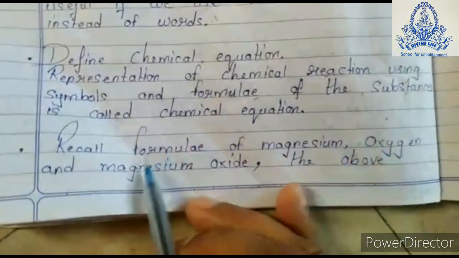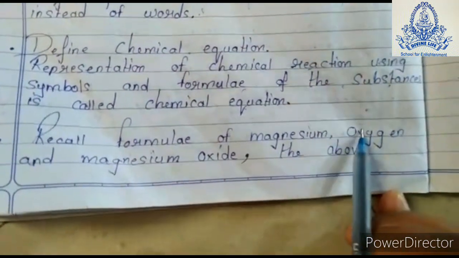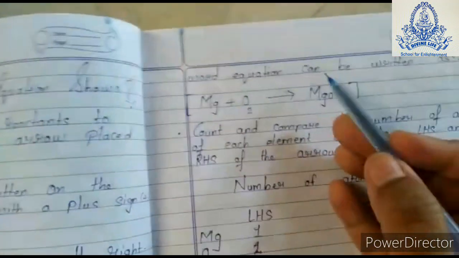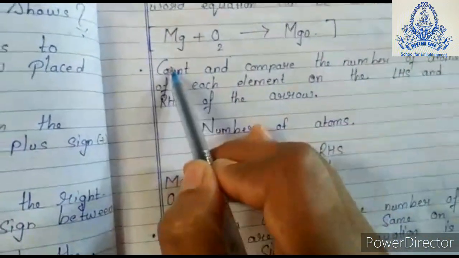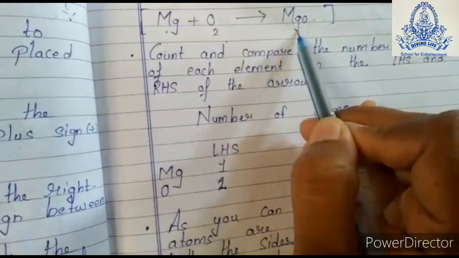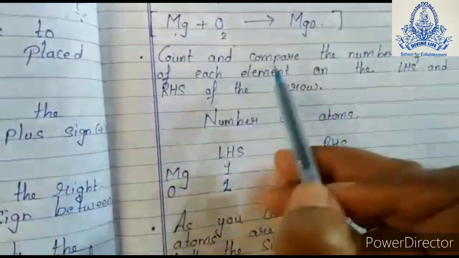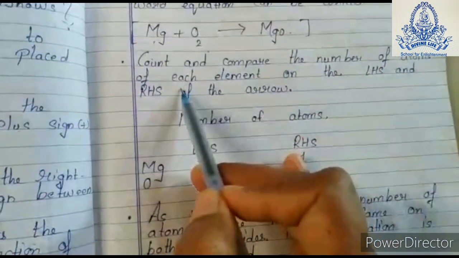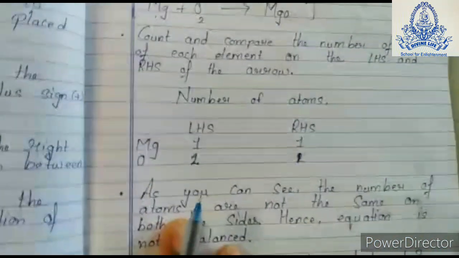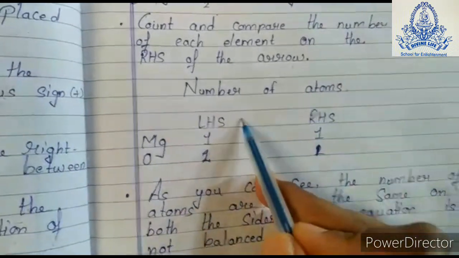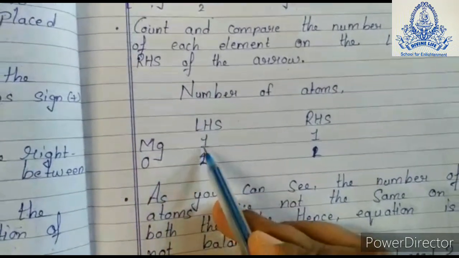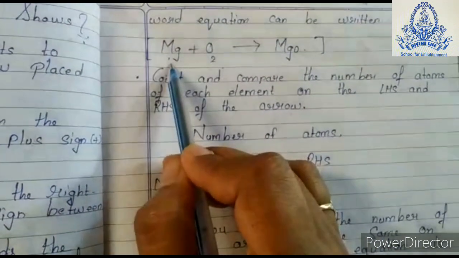Now, let us recall the formulae of magnesium, oxygen and magnesium oxide. The above word equation can be written as follows. See, Mg for magnesium, O2 for oxygen, MgO for magnesium oxide. Now, count and compare the number of atoms of each element on the left hand side and right hand side of the arrow. Let us count here. Number of atoms, left hand side, right hand side. First, let us count magnesium. Magnesium on left hand side is 1. Can you see here? Only it is 1.